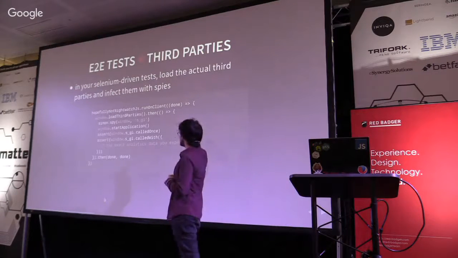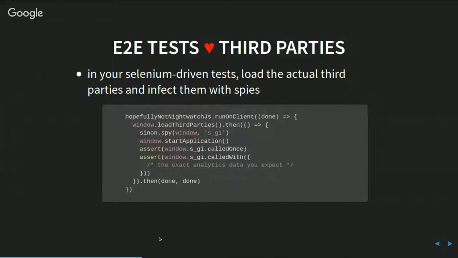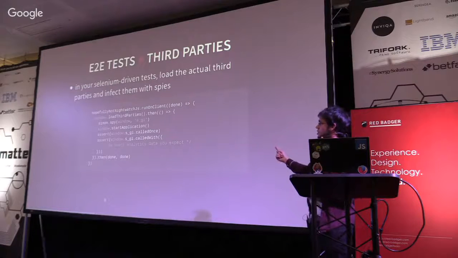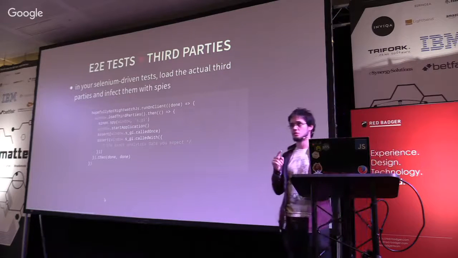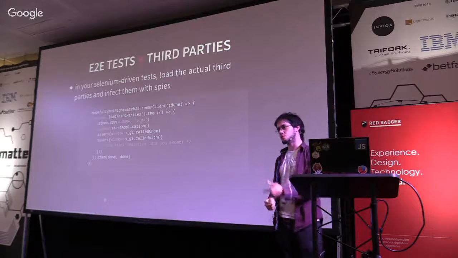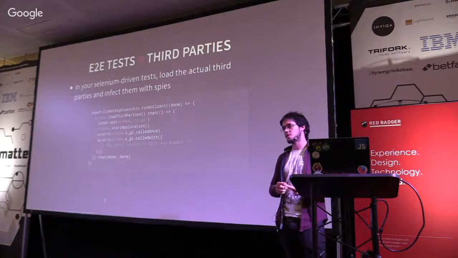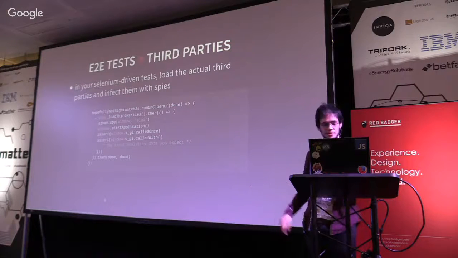And you run some code on the client, which loads the third-party libraries, puts spies on them, and then you can do assertions on those spies after you call the application, which is incredibly cool because you can do an end-to-end test, which actually goes until the point you call the thing. It asserts that the thing did not crash when you called it, and it just tests a lot of stuff.